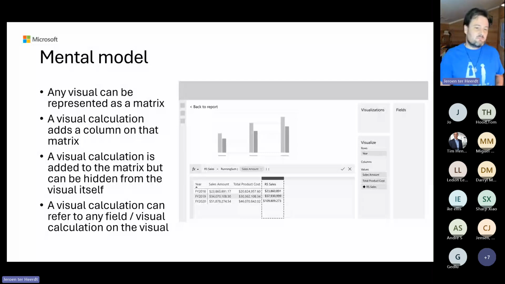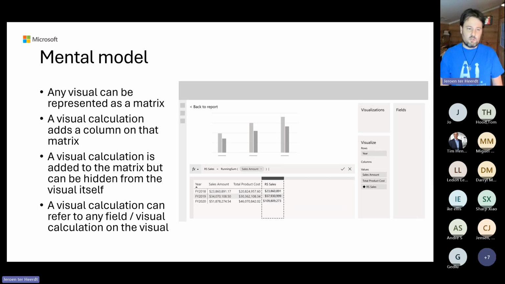Before we go into the demo, this is arguably the most important slide. I want you to have one simple mental model. Any visual in Power BI can be represented as a matrix. Any. Give me a bar chart, I can represent it as a matrix. Give me a map, I can represent it as a matrix. Give me something with small multiples, I can represent it as a matrix.